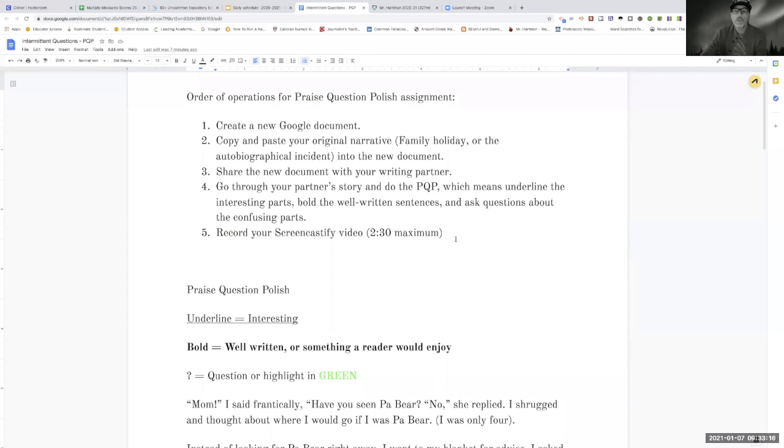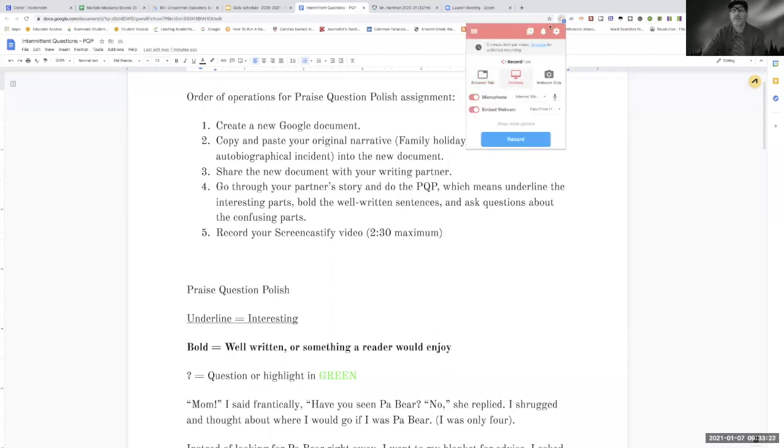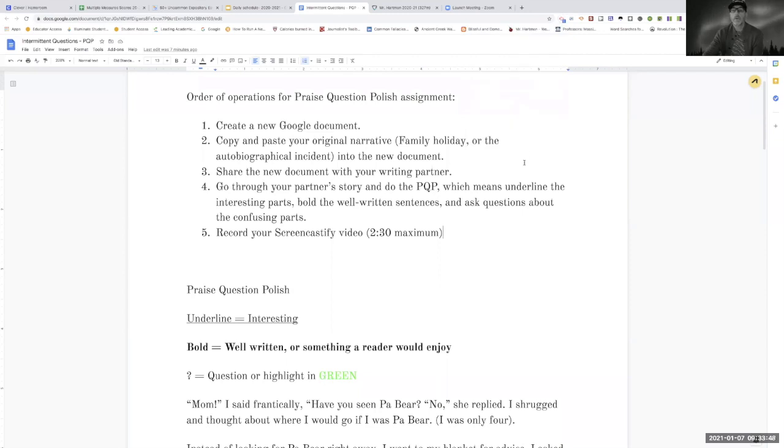You need to go to the Chrome store and get the Screencastify extension. What the Screencastify extension does is it allows you to record your desktop. If you have a cam, it'll record your cam as well. And it'll record your voice and everything that you're doing. I'll give you an example. I'm going to record this little session.